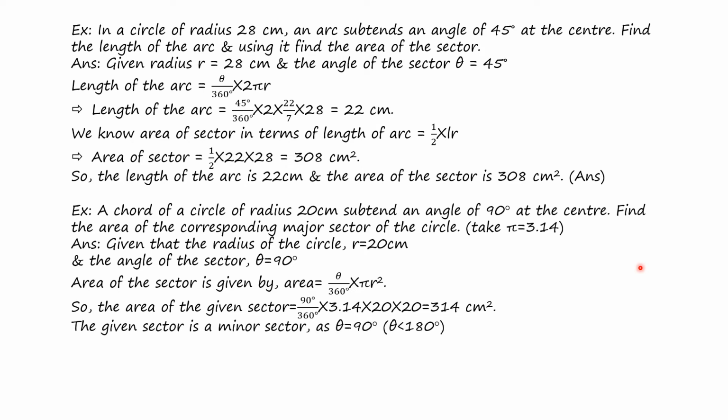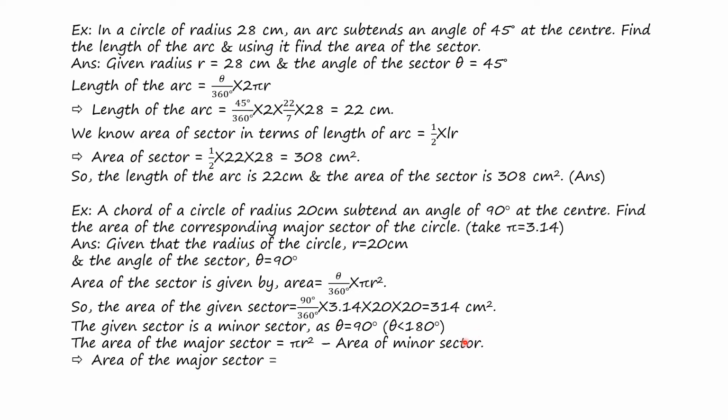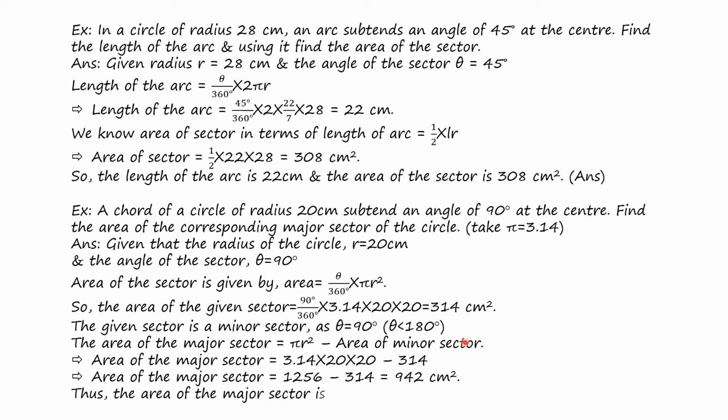Now the given sector is a minor sector because the value of theta, 90 degree, is less than 180 degree. So the area of the major sector is nothing but pi r square minus area of the minor sector. That means area of the total circle minus area of the minor sector, which is nothing but 3.14 into 20 into 20 minus 314, which is 1256 minus 314, or it equals 942 centimeter square. Thus, the area of the major sector is 942 centimeter square, is the answer.